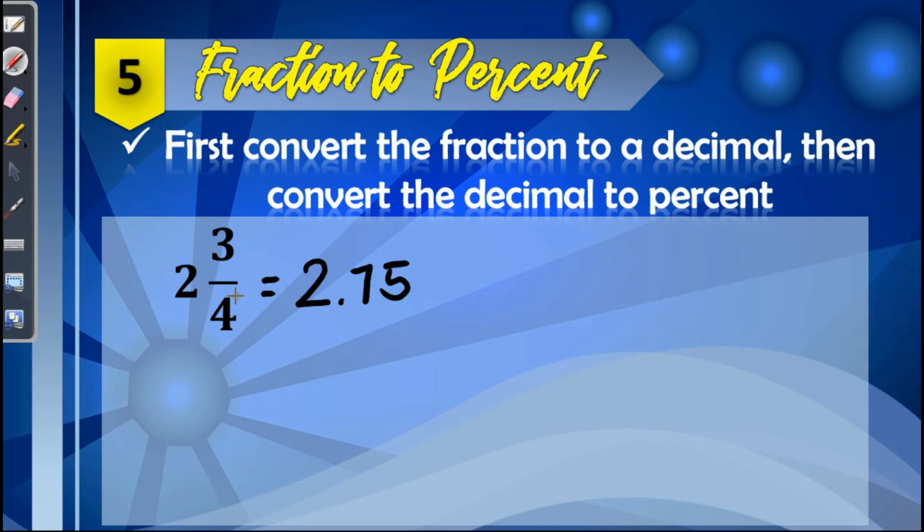After converting the fraction to decimal, we can now convert this to percent. So how do we convert decimal to percent? We just have to simply move 2 steps to the right and then attach the percent sign. So here the answer is 275%.